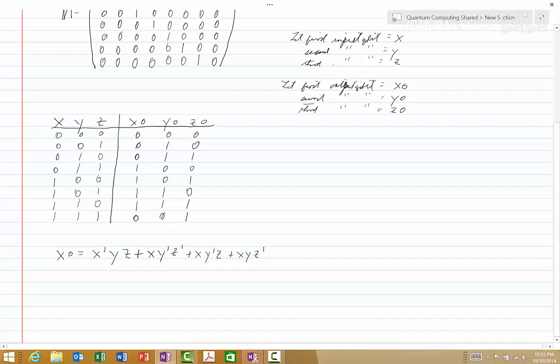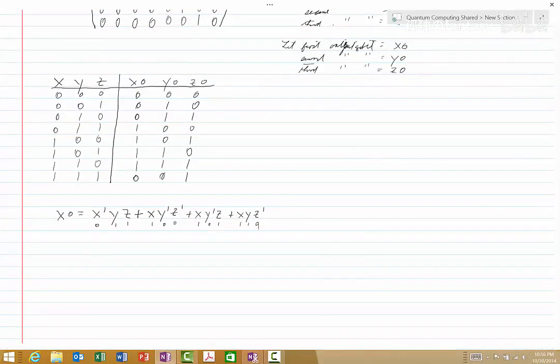And we know that in the Quine-McCluskey method, one of the first things we want to do is to find a binary representation for each term. So let me go ahead and write those down. We'll have 0, 1, 1, 1, 0, 0, 1, 0, 1, 1, 1, 0. Okay, that's x0. Now let's look at y0.